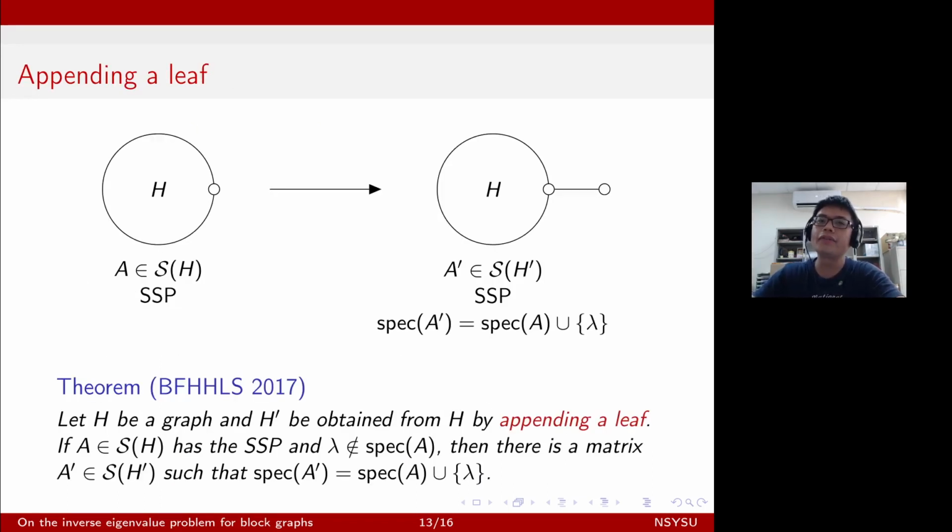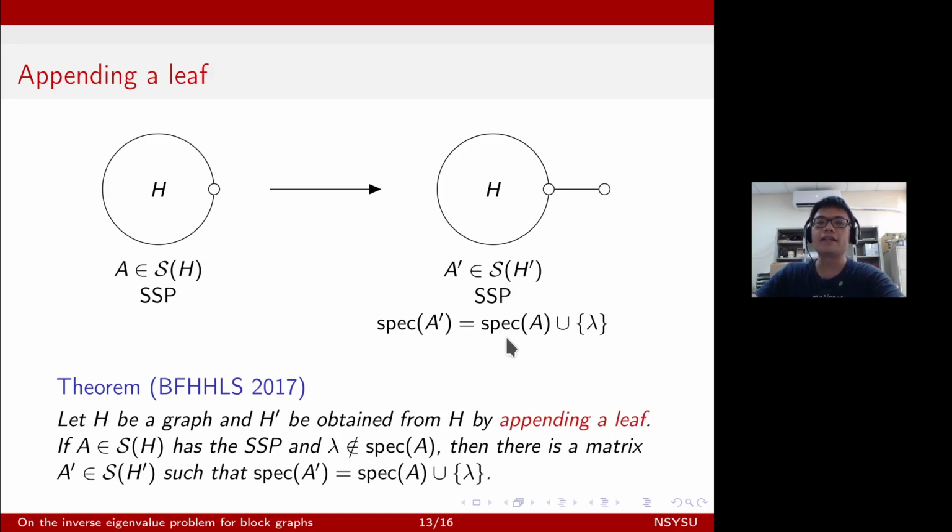Finally, I would like to briefly talk about some applications of the supergraph and extended supergraph lemma. This is a known result. Suppose that H is a graph, and we can append a leaf onto H and call this graph H prime. This known result says that if we have a matrix A in S of H with the SSP, then we can find another matrix A prime inside S of H prime, also with the SSP, and its spectrum is the same as the spectrum of A, but with one extra eigenvalue. And the only condition is that this extra eigenvalue is not part of the spectrum of A.